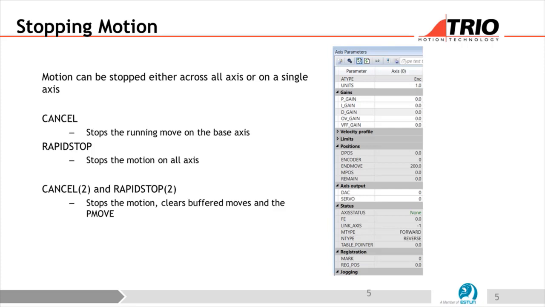If you do want to stop all the motion on all the buffers, because here, look, you've got two moves in the two different buffers, forward and reverse. If I just do a cancel, the first one will cancel and the reverse will begin. But if I want to clear everything and stop everything completely, I need to put the 2 in brackets on the end. So cancel 2 or rapid stop 2 will basically clear everything out.